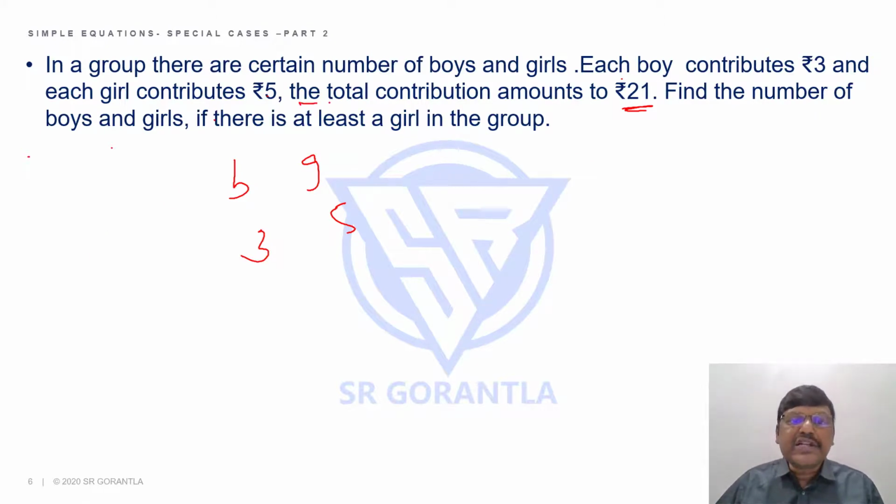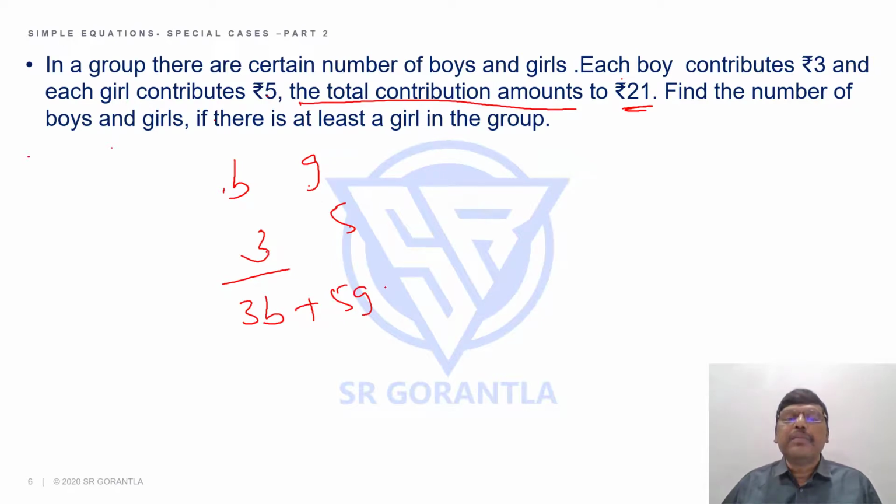How do you write it, students? Each boy contributes 3 and each girl contributes 5, means total contribution of boys is 3b. Total contribution of girls is 5g. But entire contribution is how much? 21 rupees. Now how do I find B and G?